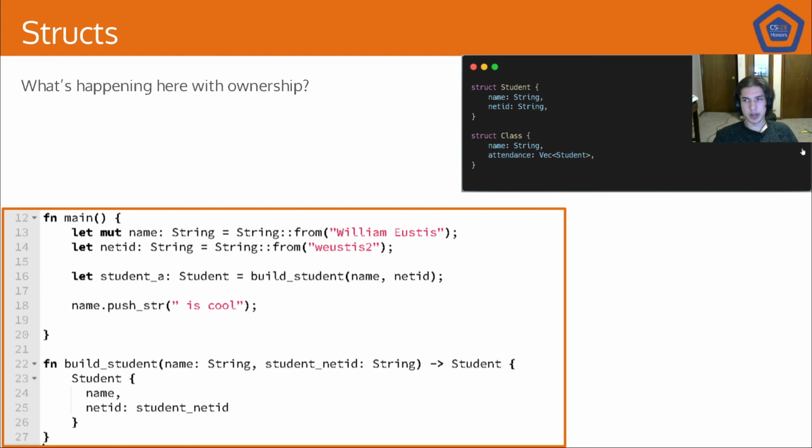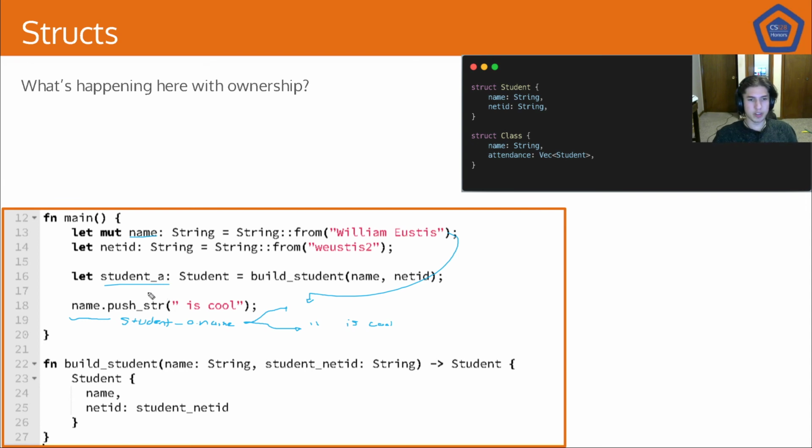So if we were to try to print, we'll say right here, student A dot name. Will we get William Eustis? Or will we get William Eustis is cool? Okay, well, I sort of will prove this by a caveat, which is, let's say for a moment that this is inside another level of scope, or anything, and name goes out of scope. But student A does not. Maybe we return this to some other function.